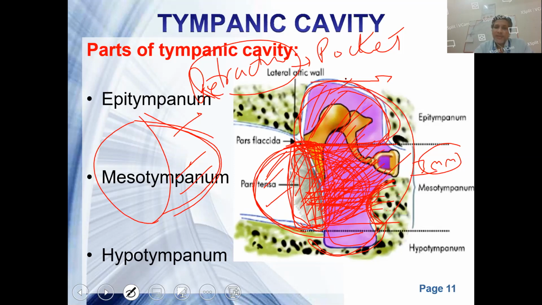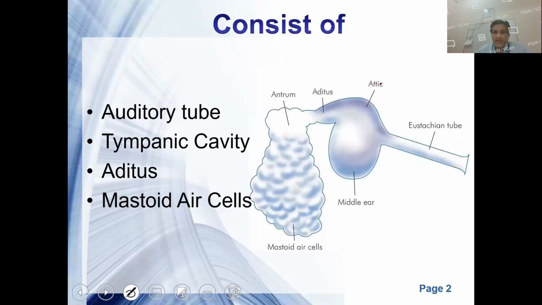This epitympanic segment is the most important part, because in the posterior wall of the middle ear, this part will continue. Let me take you to the first picture. So in the posterior part, this is opposite to the tympanic membrane, so this is the epitympanum.